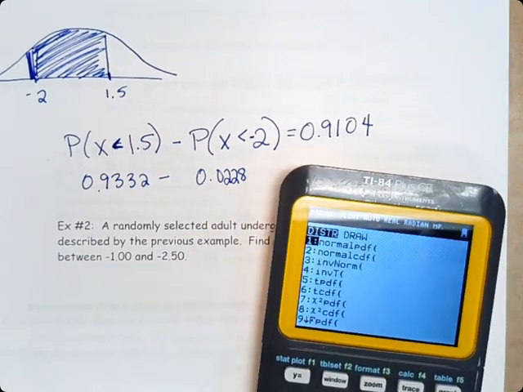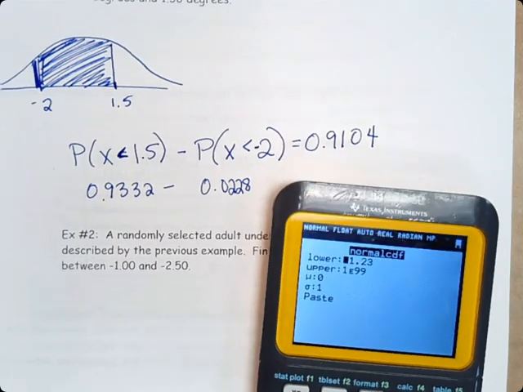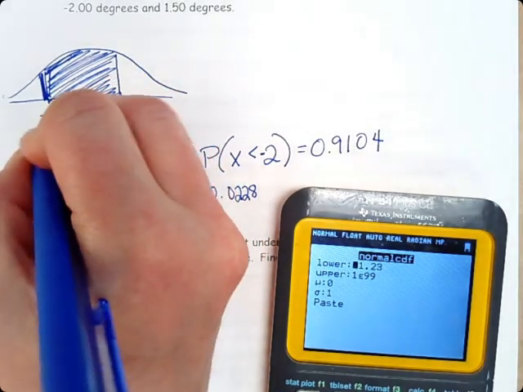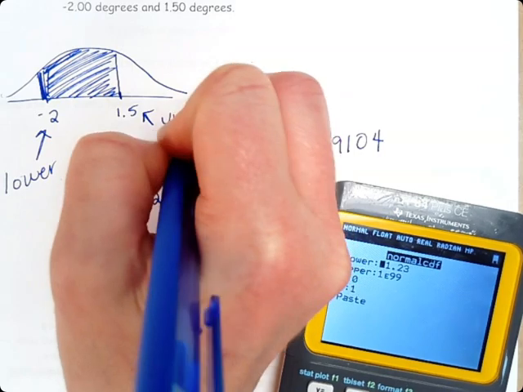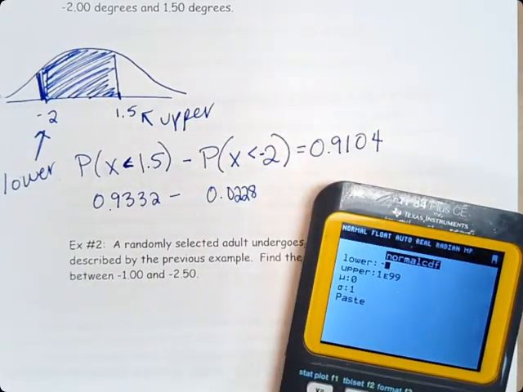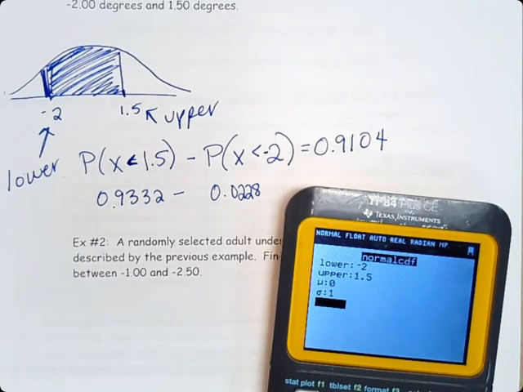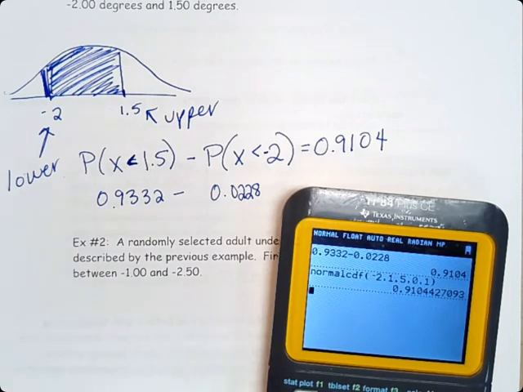We can do this in the calculator too. So let's go do that normal CDF again. What would be our lower limit? Which one's lower? Negative 2. Which one's the upper? So it should be negative 2 to 1.5. Still have our mean and our standard deviation. It comes out to the same thing, just this one is not rounded.